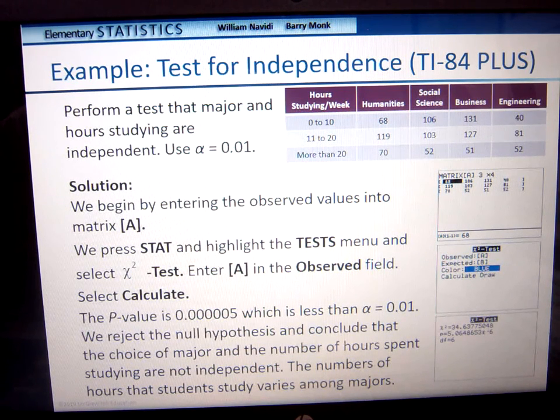The number of hours that a student studies does in fact vary. Well, maybe not in fact. We believe it varies among majors. There might be some other confounding variables out there. We're not sure. So here we have it. Now we looked at this before.